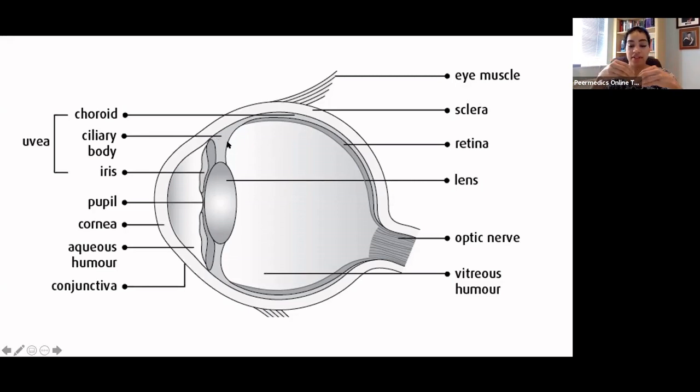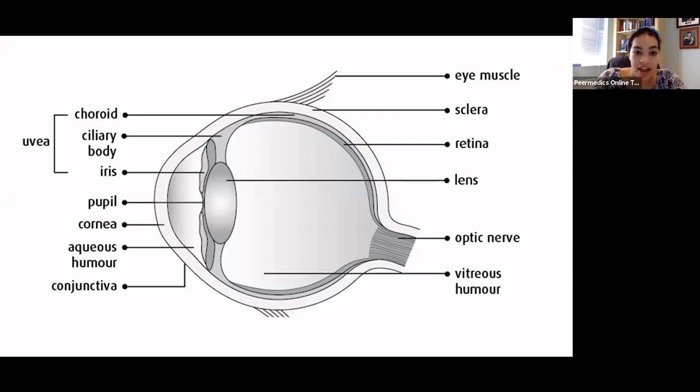Then we have the ciliary body. That's an involuntary muscle that attaches to the iris and helps contraction of the muscle, so that when we have too much or too little light, we can contract and relax the muscle and control the amount of light going through. It also makes our aqueous humor, which we'll come onto later with glaucoma.